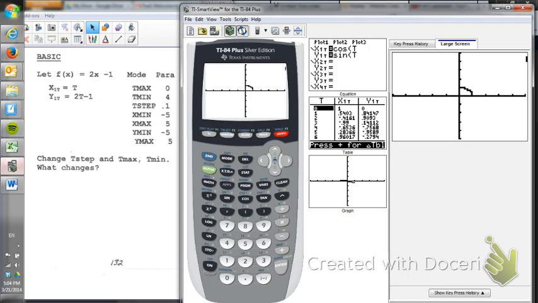Okay, so as this goes, hopefully you guys can see what the t step does now. The t step is how often your calculator graphs one of those t values. The smaller that t step is, the more accurate your graph is going to be, but also the slower it's going to go before it graphs. The t min and t max are just how many t values it's graphing, so we need to make sure we graph enough t values to see the entire graph.